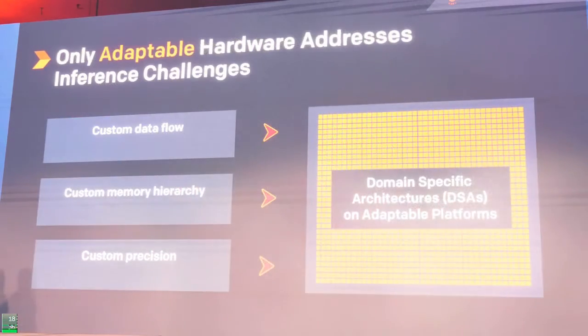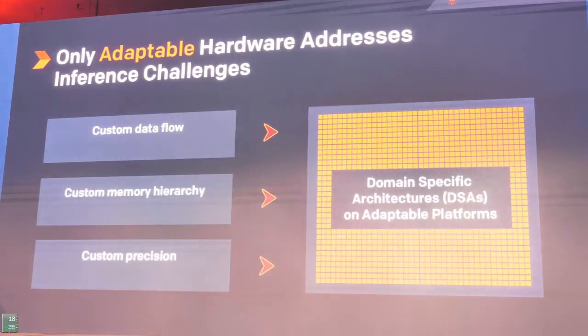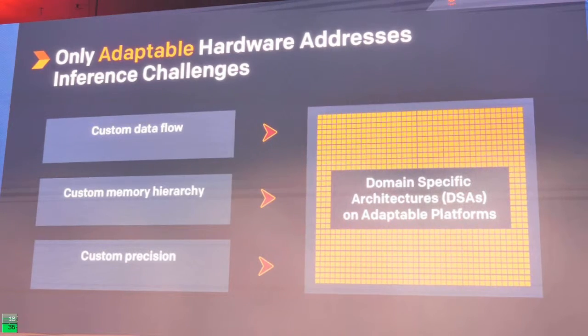Adaptable hardware such as Xilinx FPGAs and ACAP allow you to customize your data flow towards your current state-of-the-art network. They allow you to customize your memory hierarchy. You can try to increase the amount of on-chip memory used instead of going to DDR. You can customize even the precision. You can even have mixed precision. And you can do all of this, and as the state of the art changes, you can re-implement all of this without a silicon rev.